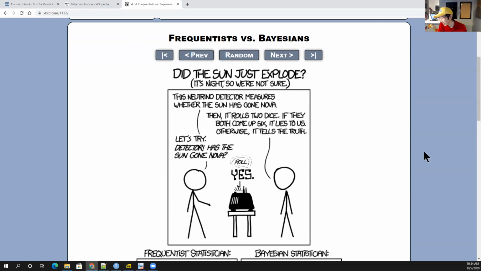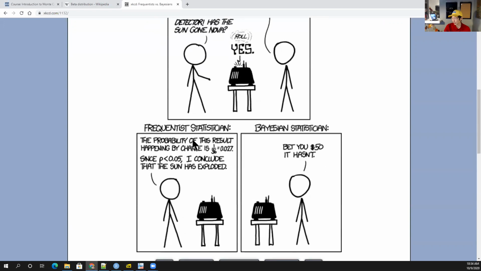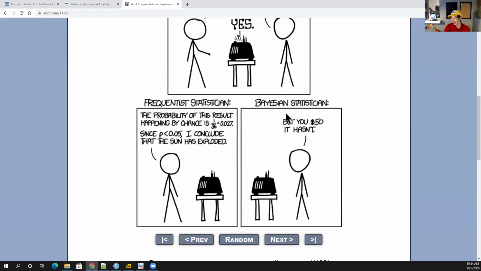Okay, let's try it. Has the sun gone nova? It rolls, and it comes back and says yes. The frequentist will say the probability of this result happening by chance is 1 in 36, or 0.027. Since p is less than 5%, I conclude that the sun has exploded. And then the Bayesian says, I bet you 50 bucks it hasn't, right? Because the frequentist looks solely at the data that's been given, whereas the Bayesian will factor in our knowledge and prior knowledge.